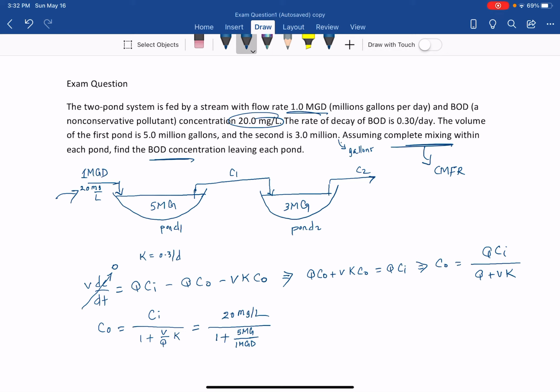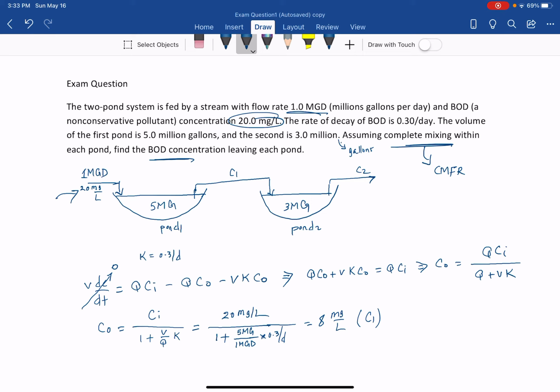You will end up with day at the top. And K is per day, which is good. We have to make sure the units are consistent here: 0.3 per day. Remember, 5 million gallons over 1 million gallons per day, the million gallon cancels, and you end up with a day at the top, and K is also per day. So we are fine with units here. If you do the multiplication, it gives you 8 milligrams per liter, and that is C1.